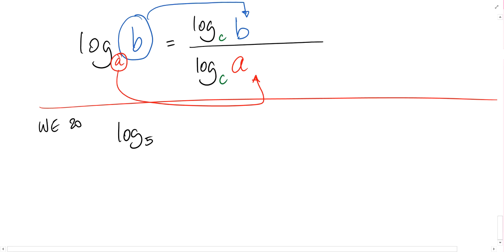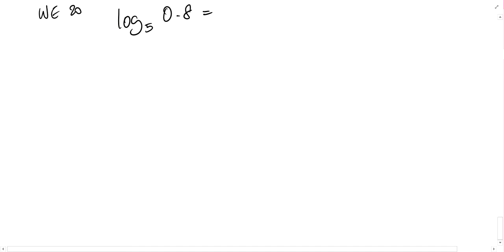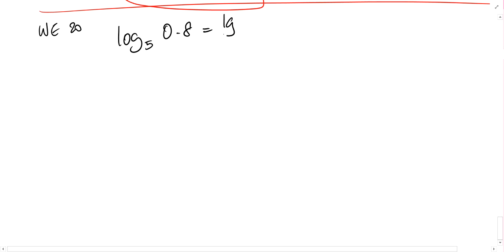Log base 5, 0.8. Can your calculator do log base 5? No. Okay, then we need to change base. What do you want to change it to? 10. You can choose base 10 or base e. Normally we choose base 10. So this gives us log divided by log. Okay, what goes at the top, what goes to the bottom? 0.8 and 5. 0.8 at the top and 5 at the bottom. Use your calculator, evaluate.